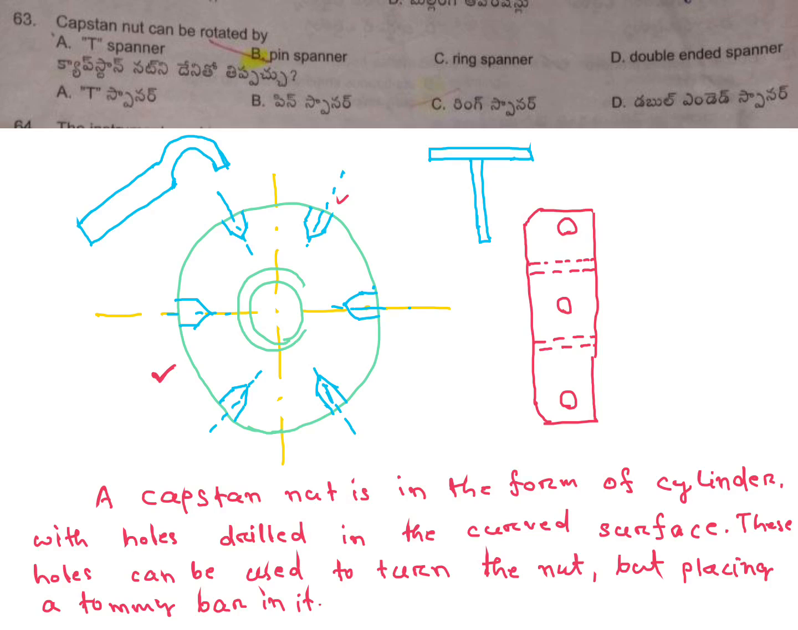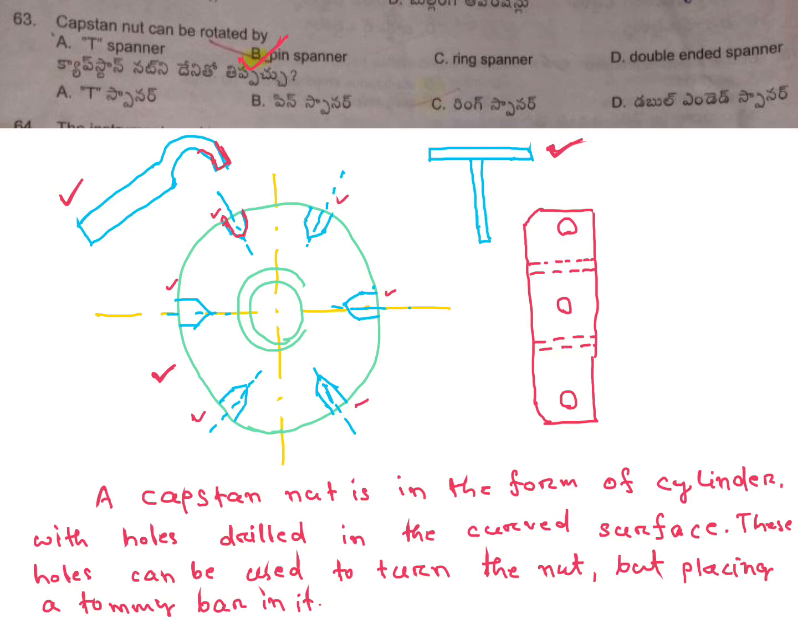If you want to rotate it, here the options show how you can rotate. A T-spanner, this is the figure of a T-spanner, and pin spanner, this is a pin spanner. Here in this pin spanner, you insert this end inside this hole, then you rotate. So the answer is pin spanner.